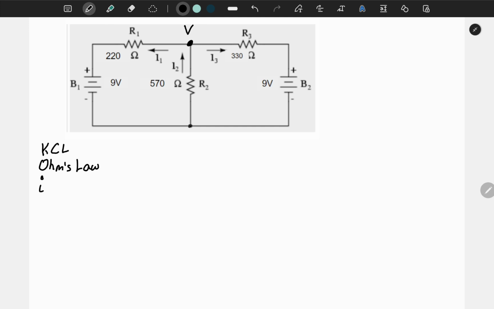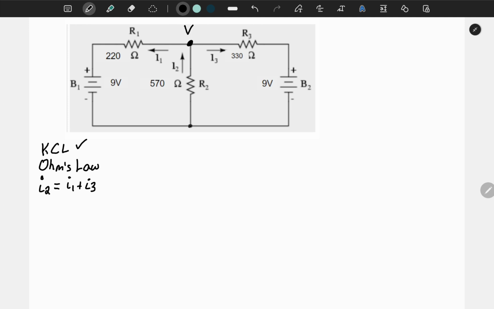So most of you got that I2 is equal to I1 plus I3. The reason why is that I2 is entering the node and I1 and I3 are leaving it, meaning that I2 is equal to the currents coming out, which is I1 plus I3. So now that is the KCL done.